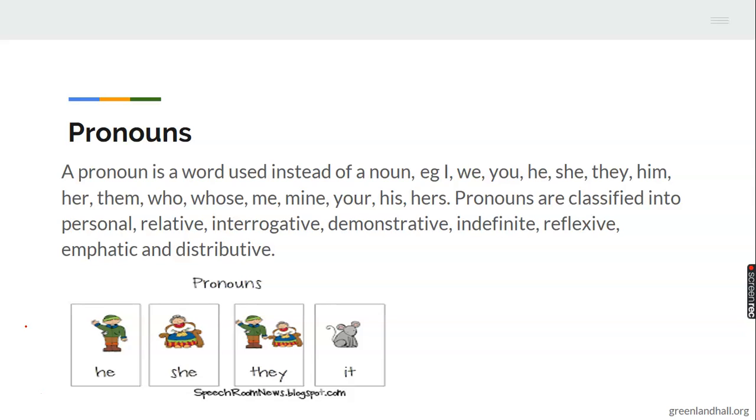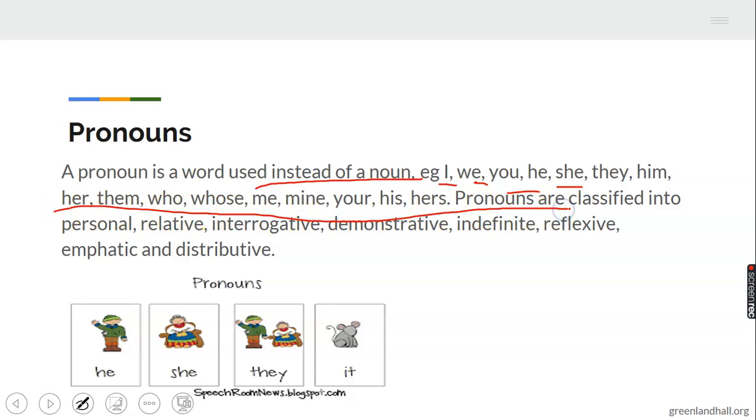All right. So first, we're going to define our terms, as is customary. What is a pronoun? A pronoun is a word that is used instead of a noun. So I like to say a pronoun is what we use to replace a noun where we don't want to use the noun. For example, pronouns like I, we, you, he, she, they, him. All these words you see are pronouns. Her, them, who, whose, me, mine, your, his, hers. All these words are pronouns.